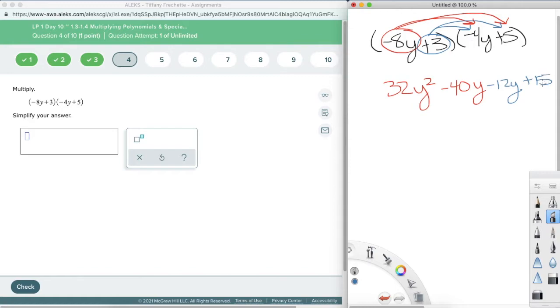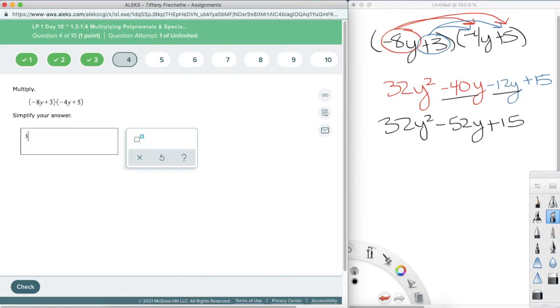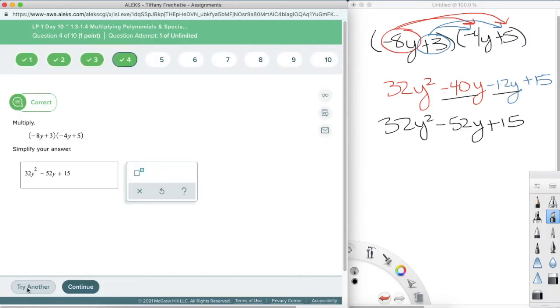So again, we should have some like terms in the middle here. We're just going to combine them. And 40 plus 12 is 52, and I keep the negative sign. So I'm adding them together. I had 40 negative, I'm going 12 more negative. So just be careful about that integer addition there. All right, 32y squared minus 52y plus 15. All righty.